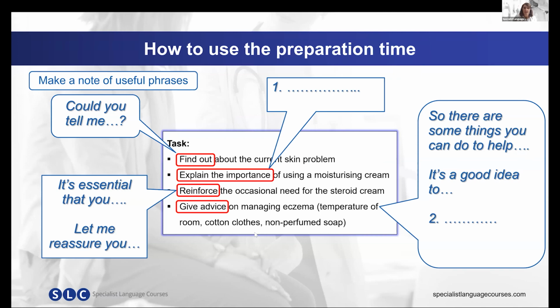So then we've got number 2. Number 2 is giving advice. So give advice on managing eczema. The phrases we've got: there are some things you can do to help. It's a good idea to. Can you think of one more phrase for giving advice? Pop them in the chat box.